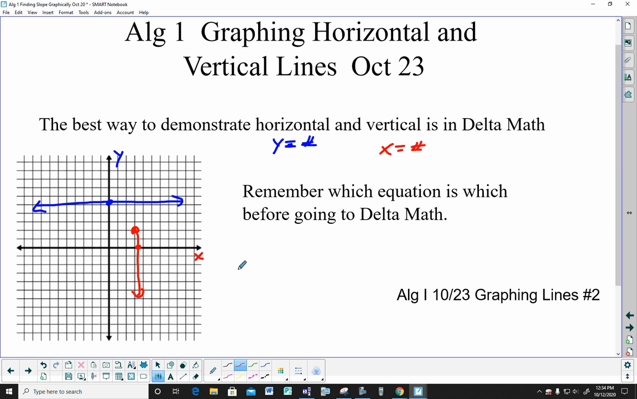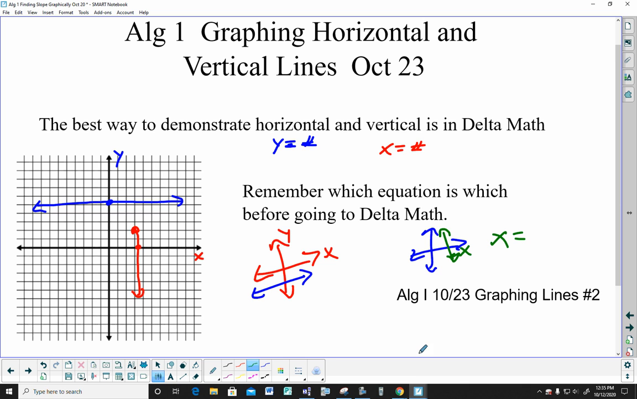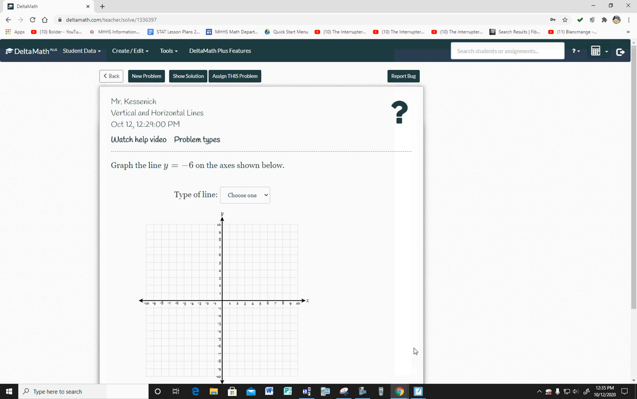Okay? When you forget, it's not that you're dumb, it's just inevitable. When you forget, draw yourself a quick graph. And go, okay, that's my y, that's my x. If it's horizontal, it's only crossing the y, so it only has a y. Bam. If it was vertical, and you go, you know what? It's meant to be vertical. It's only crossing the x-axis. So it's x equals. Okay, so let's go over to Delta Math and check out what's going on there.